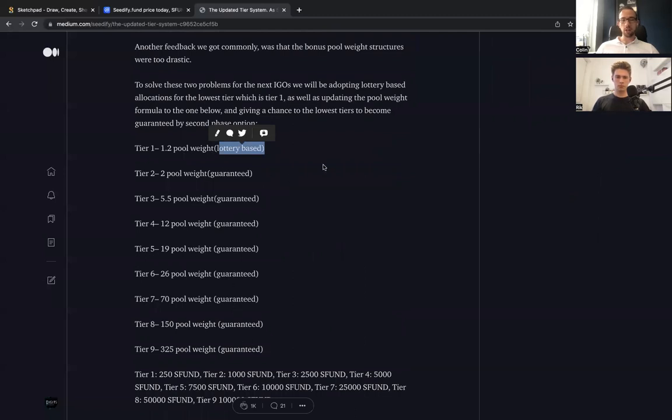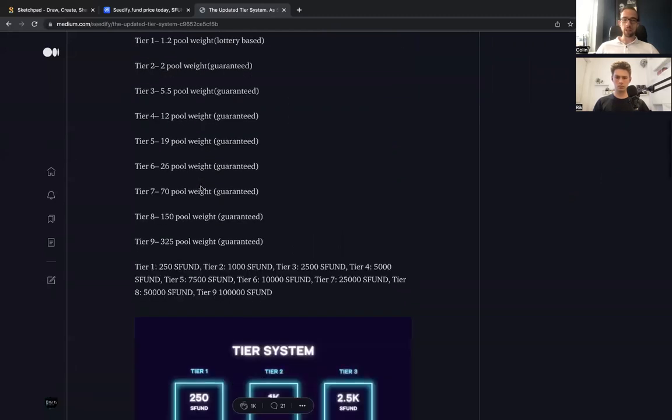So there's already quite a few things that we need to understand at this point, right? What's the difference between lottery and guaranteed? What does pool weight mean? Because apparently it's quite significant. It goes from 1.2 all the way to 325. That's quite a big difference. And why would they classify them in certain tiers, right?